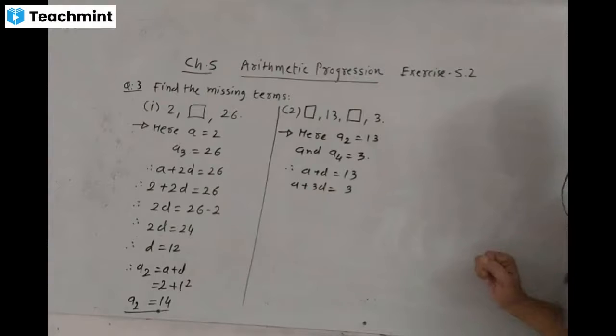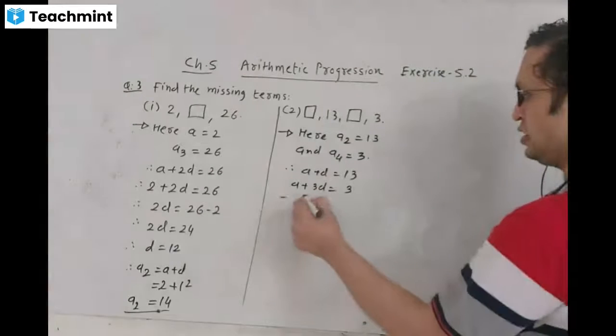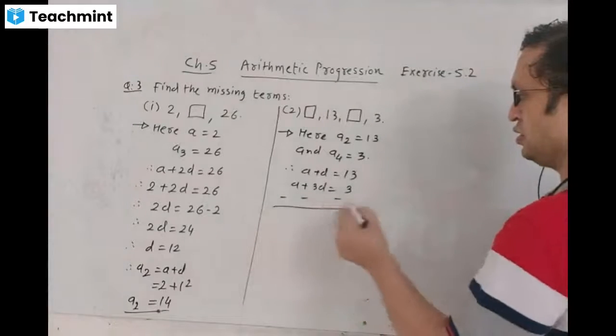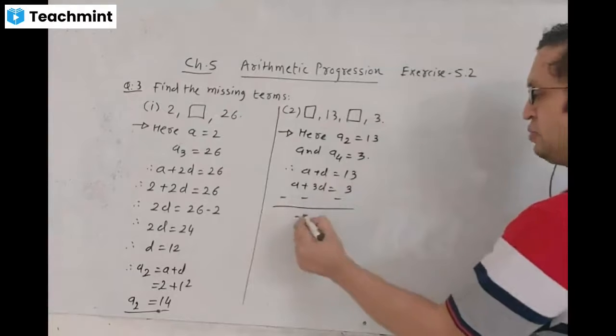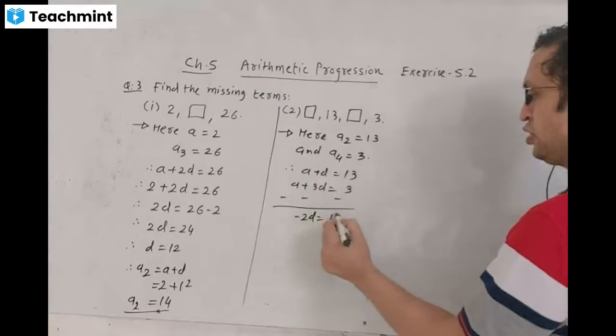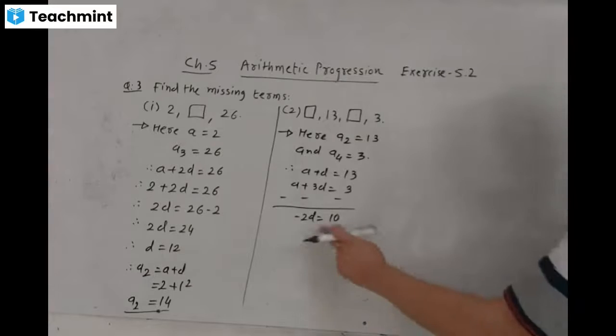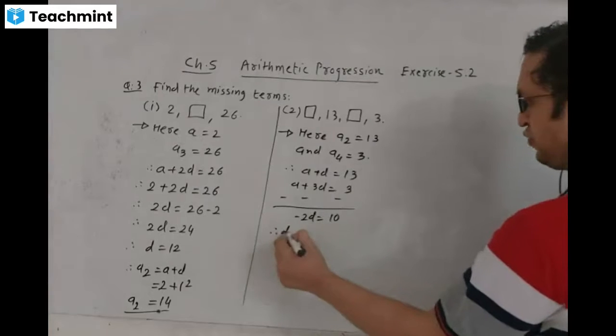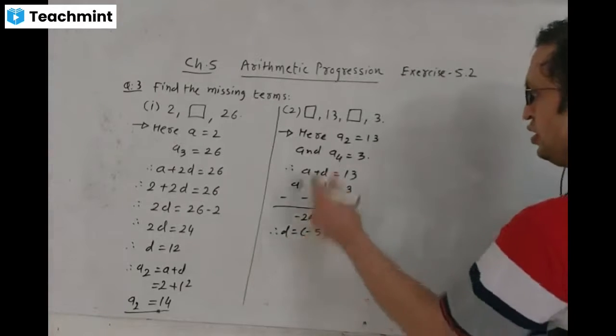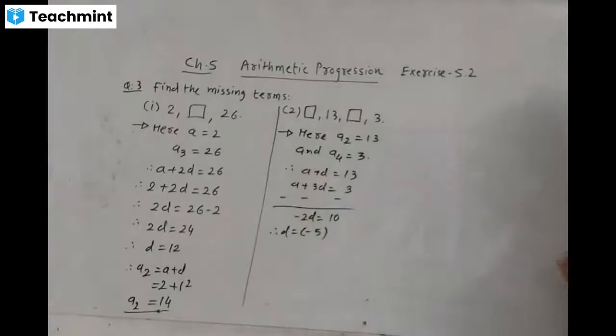Solved by elimination method. Minus, minus, minus. Therefore, D minus 3D, that is minus 2D, is equal to 13 minus 3, that is 10. Therefore, what is D? 10 divided by minus 2, therefore D is equal to minus 5. Then we find the first and the third term.